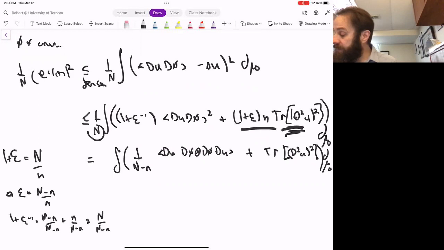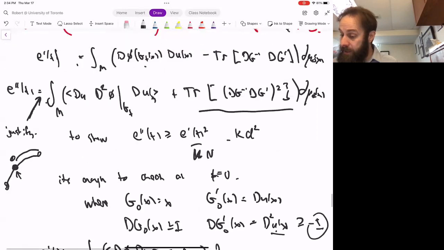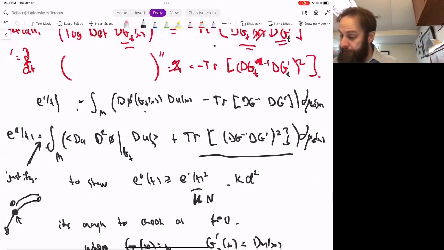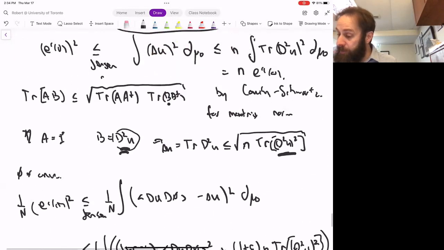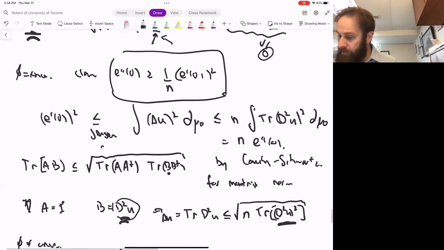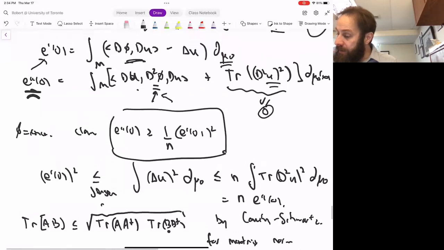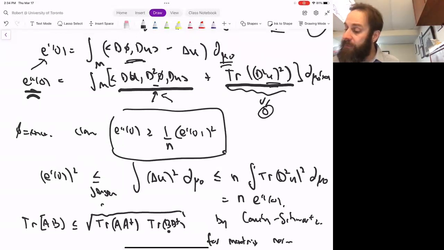And this was less than E double prime. So if we make this assumption that, something's gone wrong. Oh yes, right. So E double prime, I talked a little bit about what E prime looked like, but E double prime has this term in it, but it also has this Hessian of phi sandwiched between grad u and grad u.